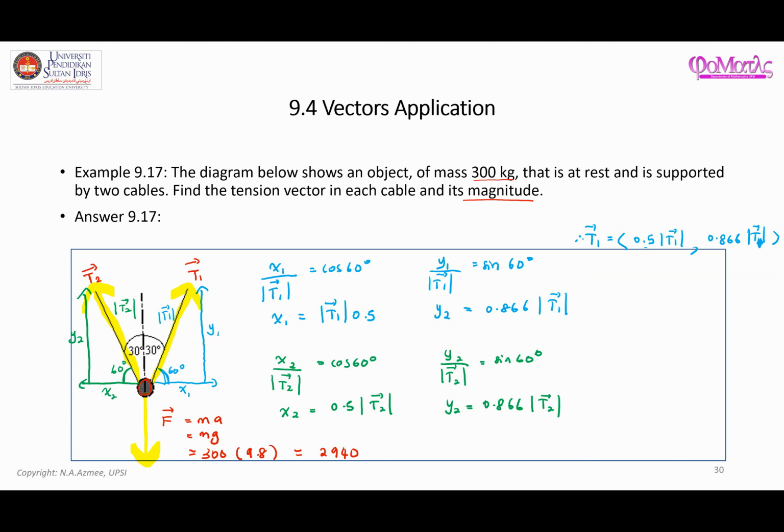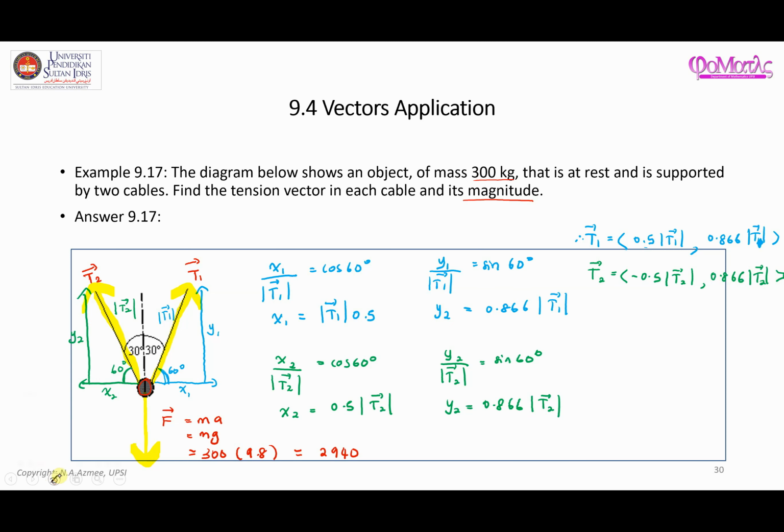Alright, so now I'm going to represent this vector. So tension vector 2 is equal to, notice that this is going in this direction, so we have a negative sign to that, so it will be negative 0.5 magnitude of vector 2, and this one is going upward, so it has a positive sign, so we are going to write down that equal to 0.866 magnitude of vector 2. Okay, so that's our vectors t1 and t2.